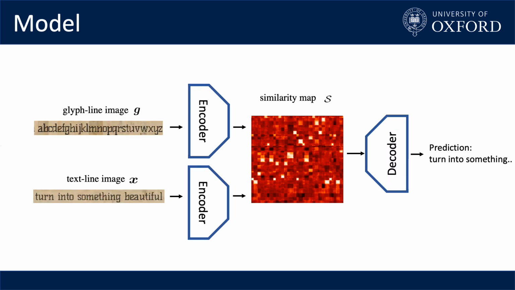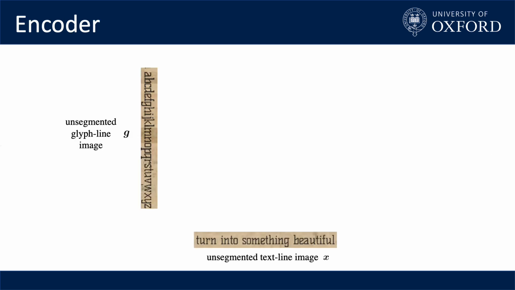Now we explain how the model works. The model has a similarity map bridging the encoder and decoder. The encoder extracts visual features for computing a similarity map. The map is then enhanced and analyzed by the decoder to output a line prediction. Let's look at the encoder first.